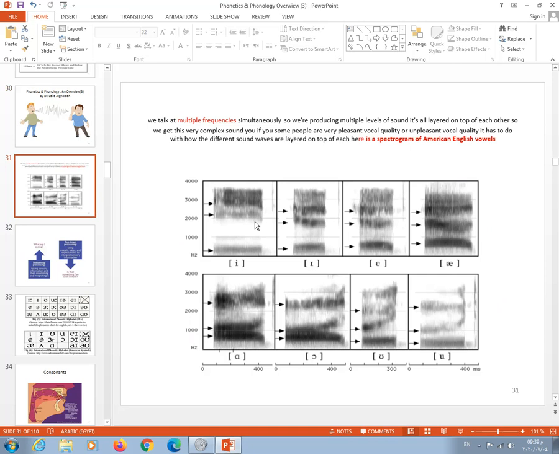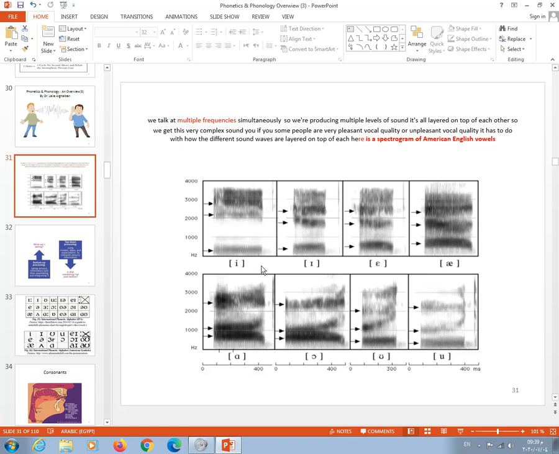Last time we talked about the speech signal and how acoustic phonetics helps us figure out its properties, and translating or converting those properties into a visual representation called a spectrogram. Here, let me continue my discussion of this part. And here are a number of spectrograms for American English vowels.